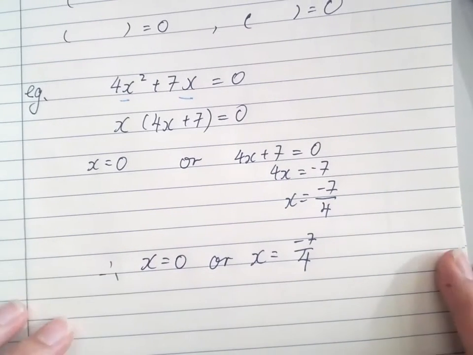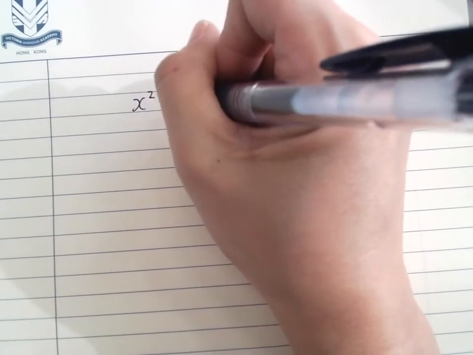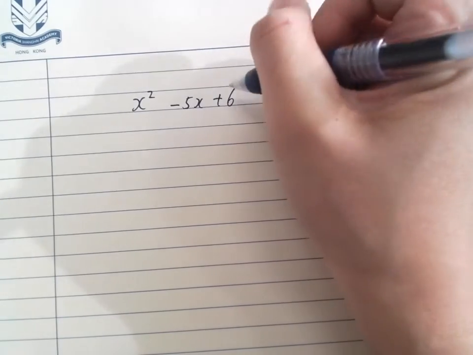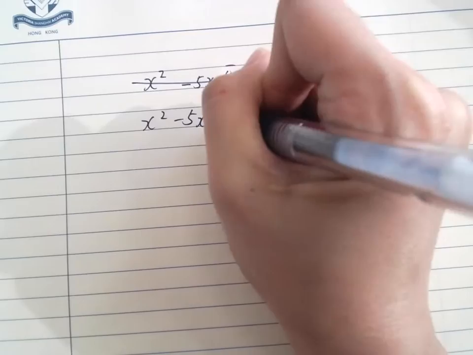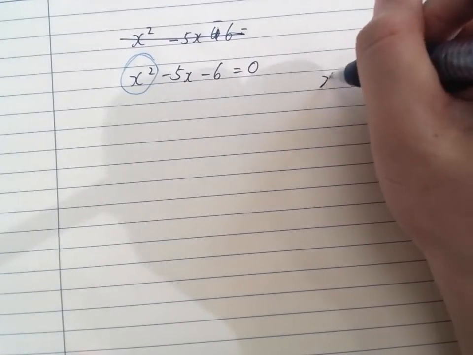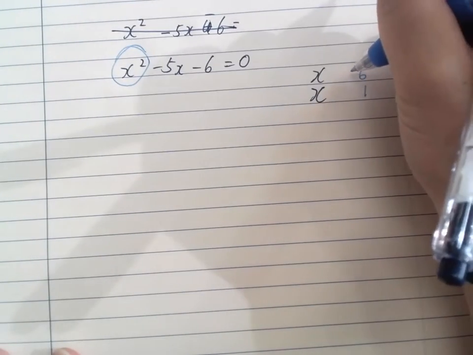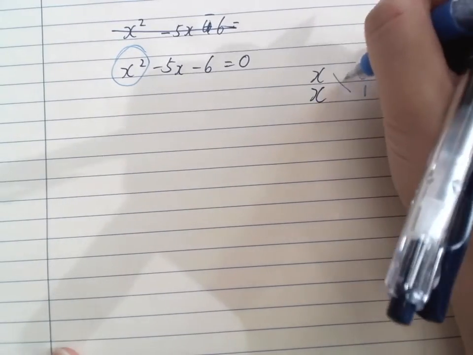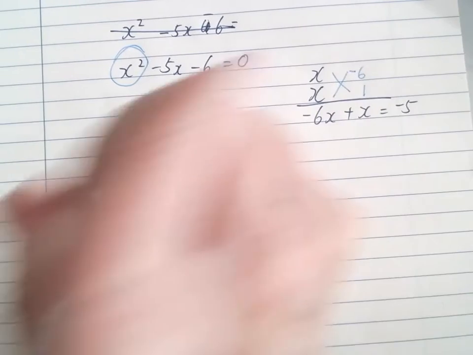Another case is where we do not need to take out a common factor, and the cross method will be common. So we have, for example, x squared minus 5x minus 6 equals to 0. Now we're going to think about what multiplies together to give x squared. So x times x equals to x squared. 6 times 1 equals to negative 6, so one of them is negative. Alright, cross method. We have negative 6x plus x equals to negative 5.